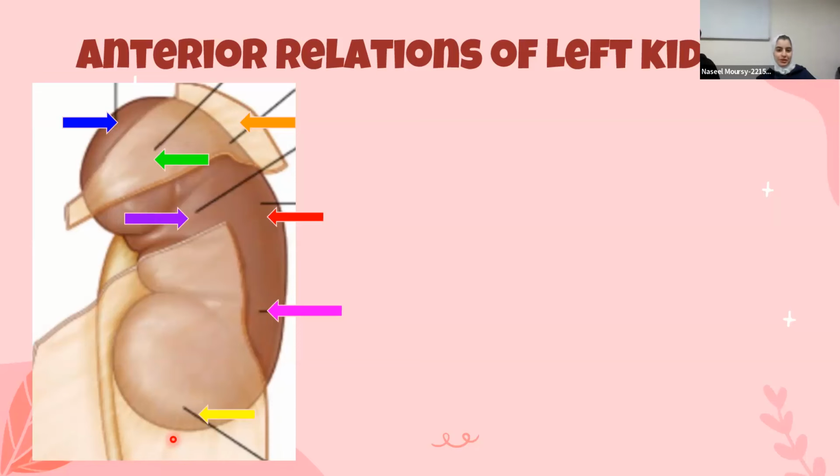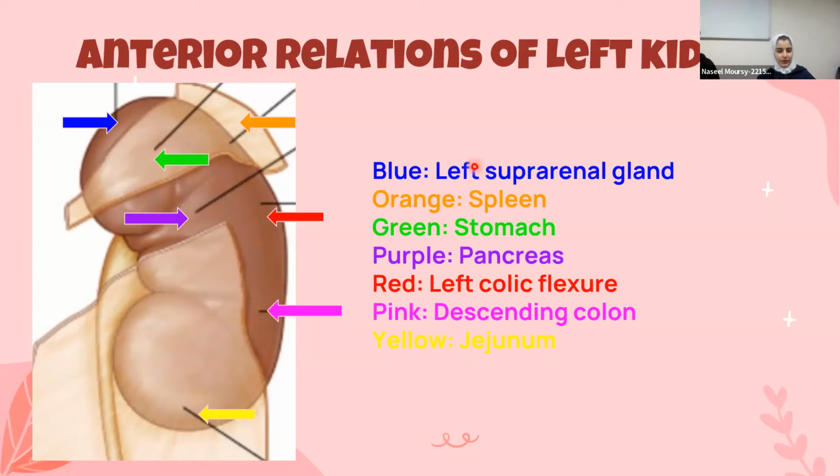Jejunum. Okay. So here we have the parts again. Above is the left suprarenal gland. And then you have here the spleen, more to the outside and more up. Stomach is here, the green one. And then purple is pancreas. Red is the left colic flexure. Pink is the descending colon. So the colon kind of goes like this. And yellow is the jejunum, which is one of the sections of the small intestine. Okay, good job. Do you guys have any questions on this part or the other relations?